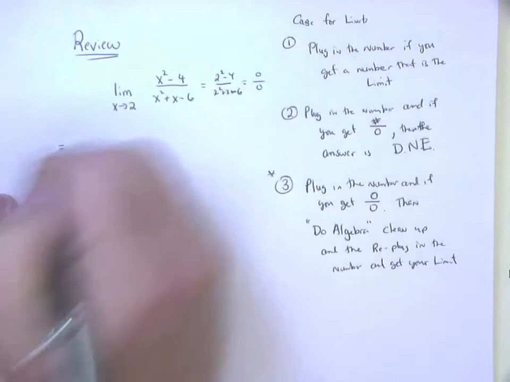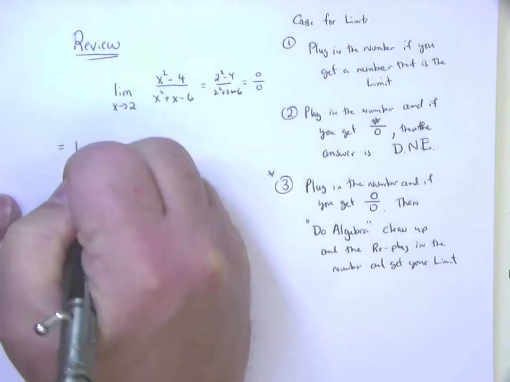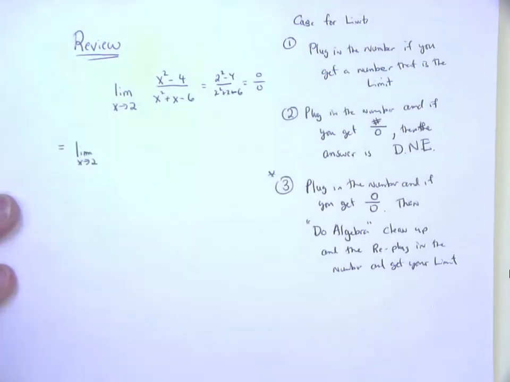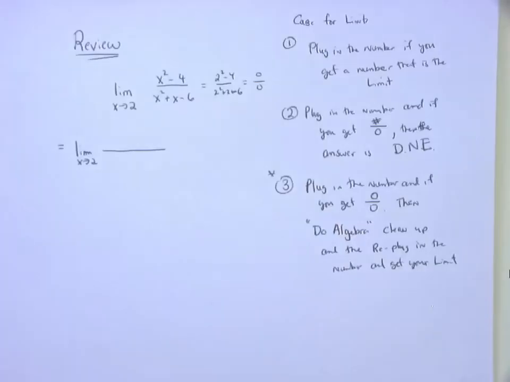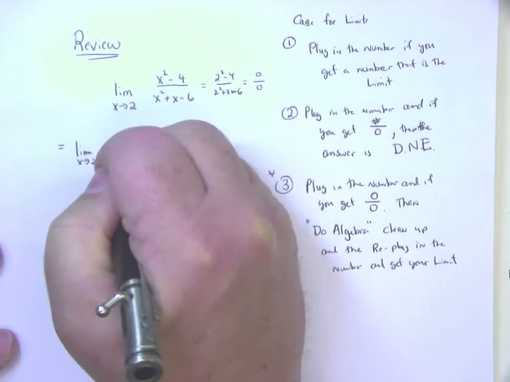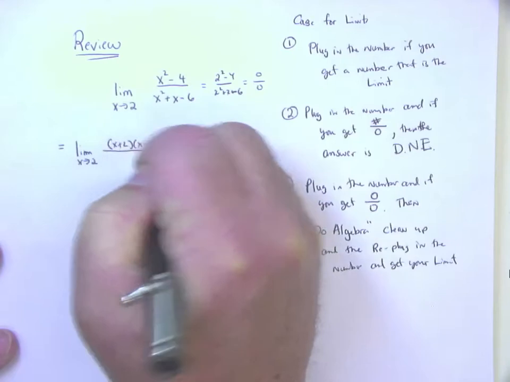So this will be equal to, and I'm going to clean it up. I keep writing limit until the point I plug in a number. Now, how do I clean this thing up? Well, I want to cancel something out. You can only cancel through strict multiplication and division, which means I want to factor this stuff. How does that famous x squared minus 4 factor? It's a difference of squares. It factors as x plus 2 times x minus 2.